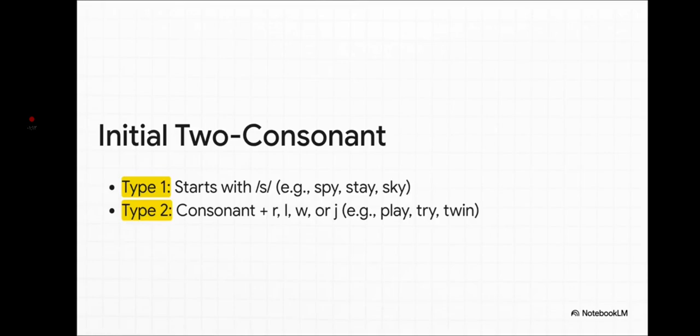First, you've got your S group. That's where S kicks things off, followed by another consonant, like in spy, stay, or sky. Then you have type 2, which is usually a consonant, followed by a sound like R, L, W, or J. Think of words like play, try, and twin.